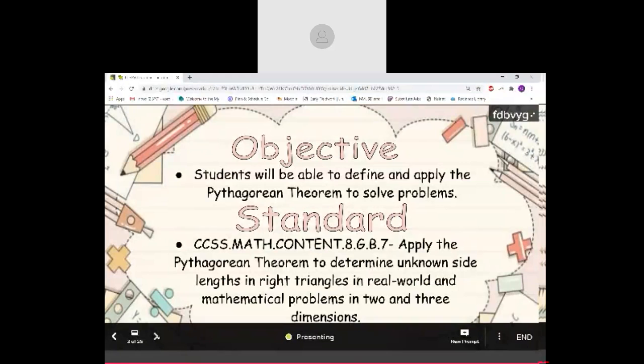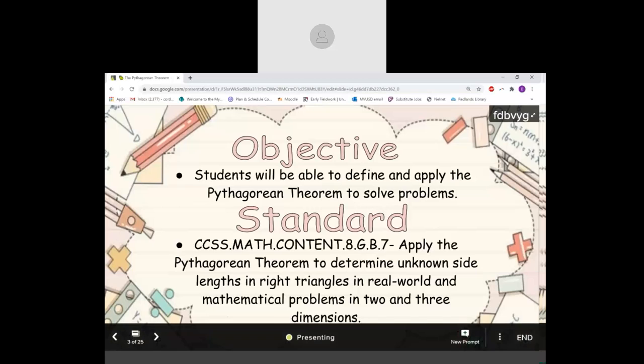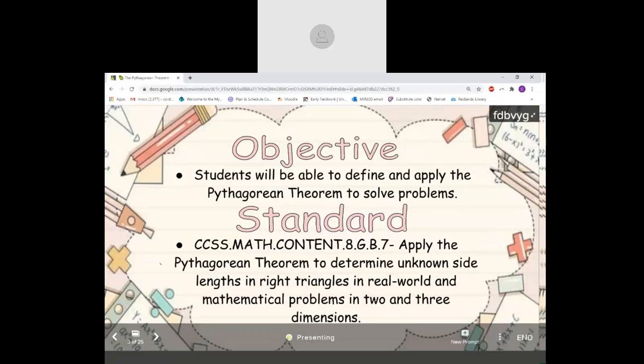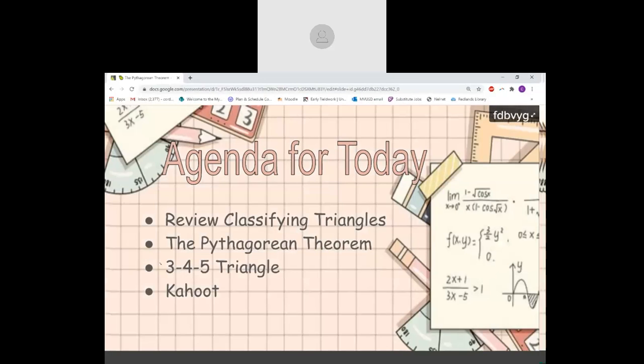All right, so before we get started, we have our objective for today. So students will be able to define and apply the Pythagorean theorem to solve problems. And the standard we're going to be addressing is applying the Pythagorean theorem to determine unknown side lengths in right triangles in real world and mathematical problems in 2 and 3 dimensions. So we might not get to 3 dimensions, but we will definitely get started on the 2-dimensional ones.